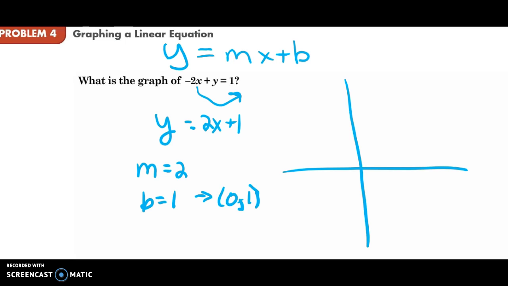I can then pick out my slope and my y-intercept. My y-intercept I can write as a coordinate 0, 1. So let's start there. We know the graph will cross at the point 0, 1. And let's plot a dot there.